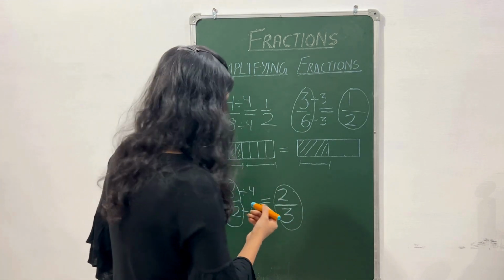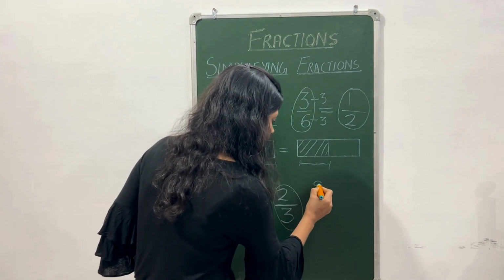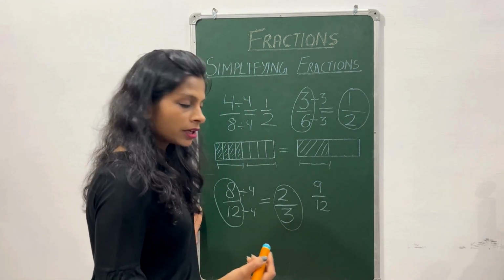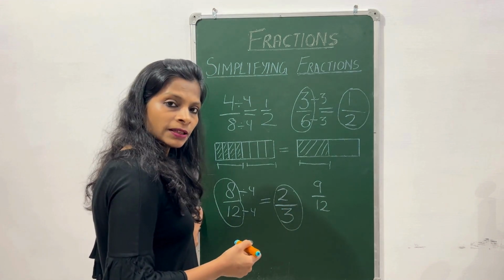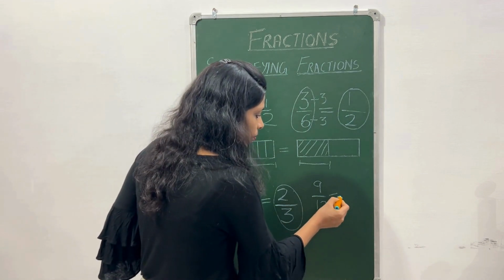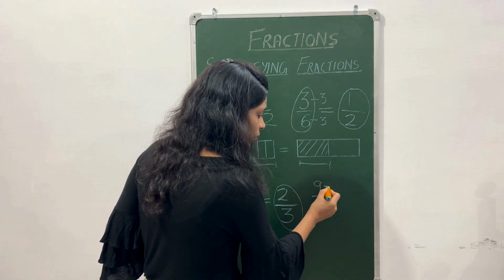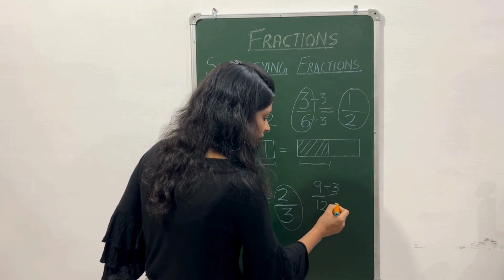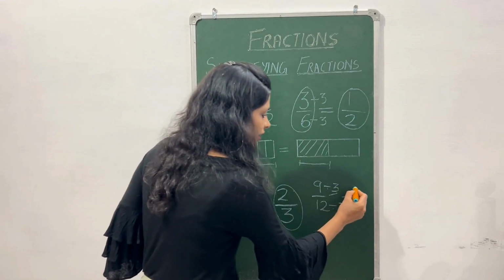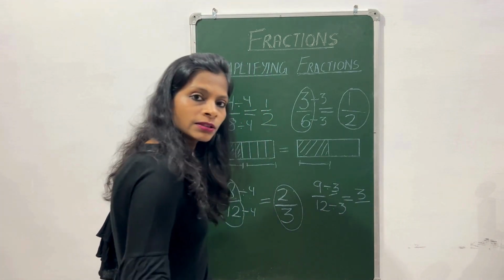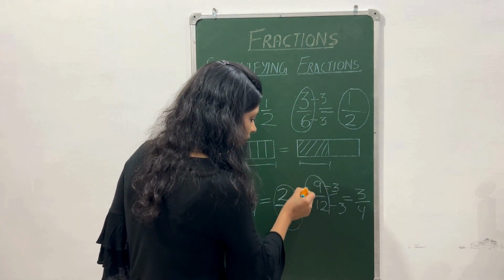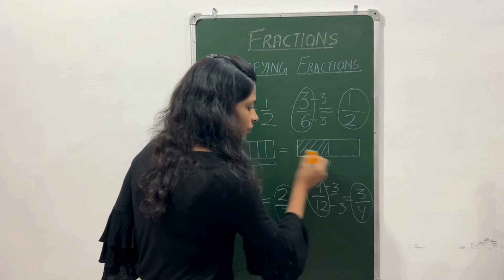Let's take one last example. Let's say I have a fraction 9 over 12. Can you guess which common number both 9 and 12 are divisible by? For that, yeah, right, you have to find the factors of 9 and 12. So both 9 and 12 are divisible by 3. So I divide the numerator by 3 and the denominator by 3. And 9 divided by 3 is 3 and 12 divided by 3 is 4. Hence, the simplified fraction of 9 over 12 is 3 over 4.